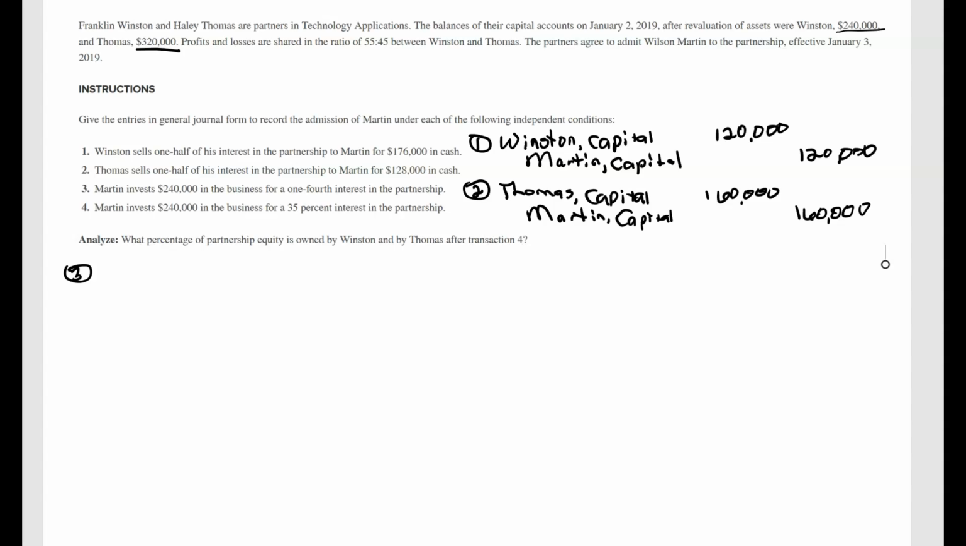Okay, number 3. Thomas invests $240,000 in the business for a 1/4 interest in the partnership. I'm going to do some calculations over here on the side. We've got a 1/4 interest. We first need to see how much is in there. So these are the calculations for number 3.